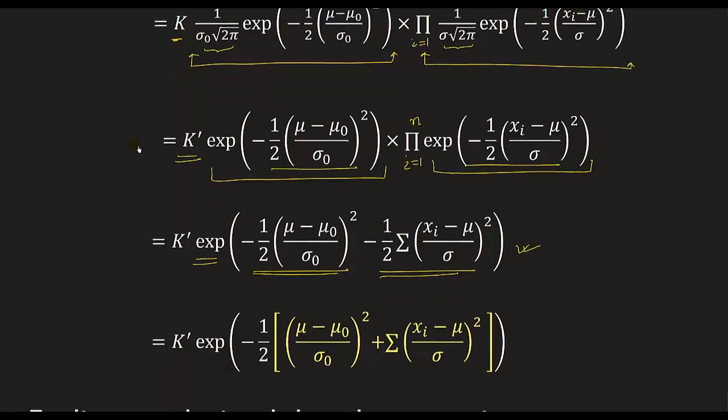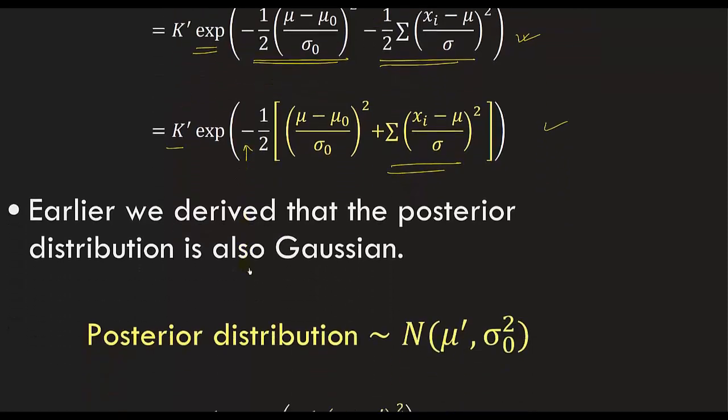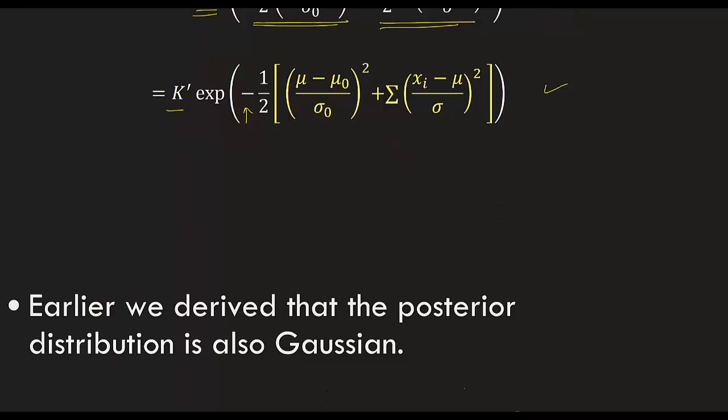So the same thing can also be written like this, that is k dash. If I take minus half common, then this will become (mu minus mu naught divided by sigma naught) raised to the power 2, and here I will have a plus sign because I have already taken the minus sign in the beginning. So this is the expression for the posterior distribution of mu.